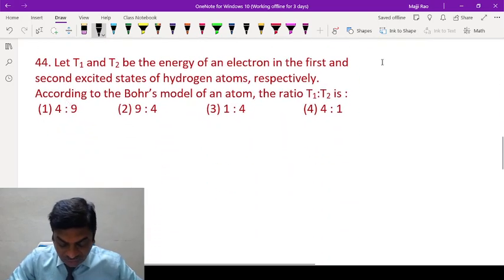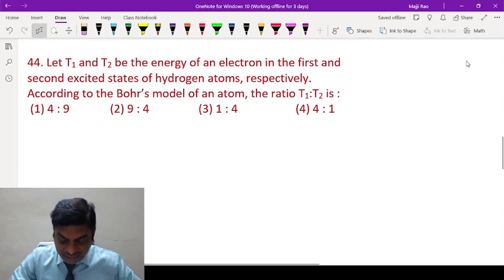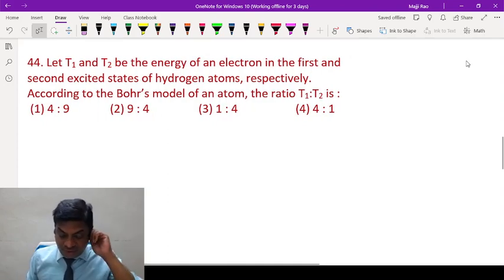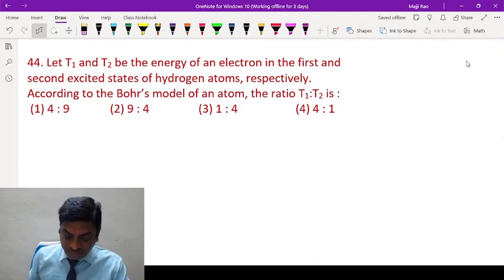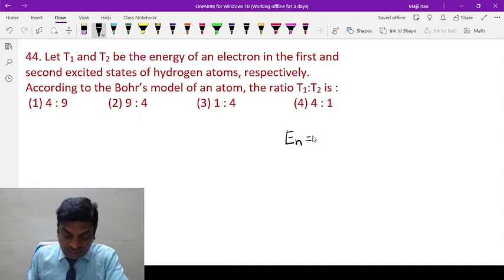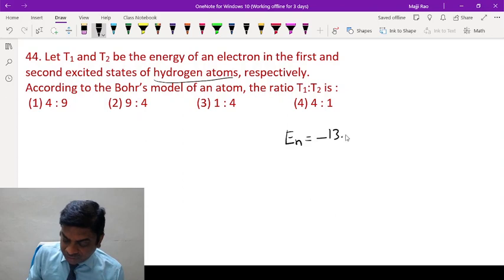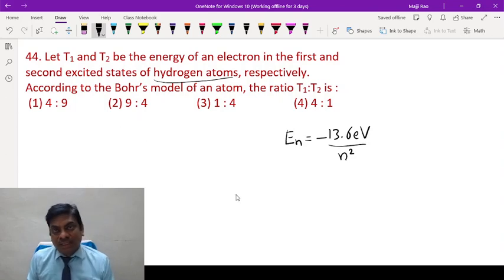Moving on to the next question, let T1 and T2 be the energy of the electron in the first and second excited states of hydrogen atoms, respectively. According to Bohr's model of an atom, the ratio. Now, as per Bohr's model, the energy associated with nth orbit for a hydrogen atom is minus 13.6 electron volt upon n square, where n is the principal quantum number.